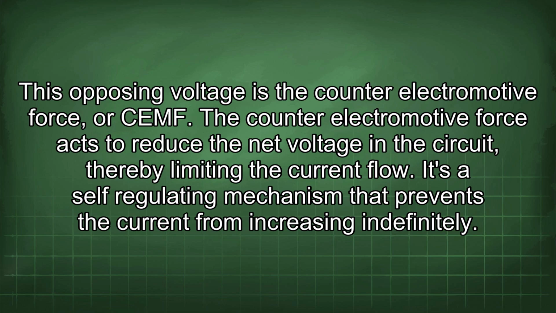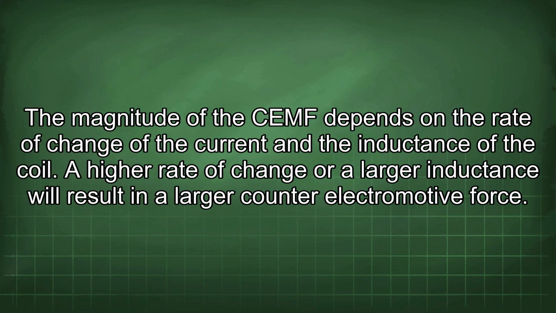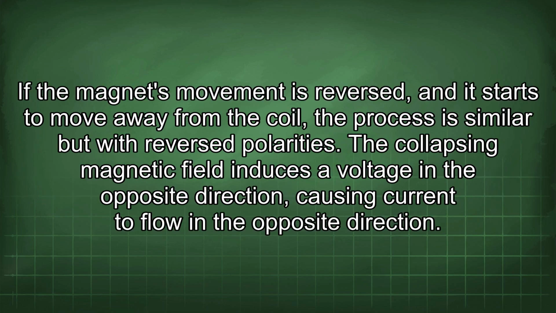The counter-electromotive force acts to reduce the net voltage in the circuit, thereby limiting the current flow. It's a self-regulating mechanism that prevents the current from increasing indefinitely. The magnitude of the CEMF depends on the rate of change of the current and the inductance of the coil. A higher rate of change or a larger inductance will result in a larger counter-electromotive force. If the magnet's movement is reversed, and it starts to move away from the coil, the process is similar but with reversed polarities.